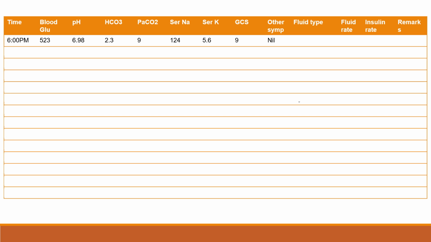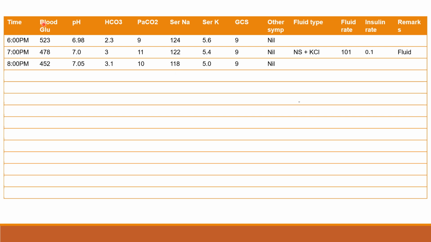So at the presentation time, these were the vitals and these were the parameters, everything. So we have started NS plus 40 millimole per liter of potassium with a fluid rate of 101, and as there was severe acidosis, we have started the insulin at 0.1 unit per kg per hour, or 0.1 ml per kg per hour.